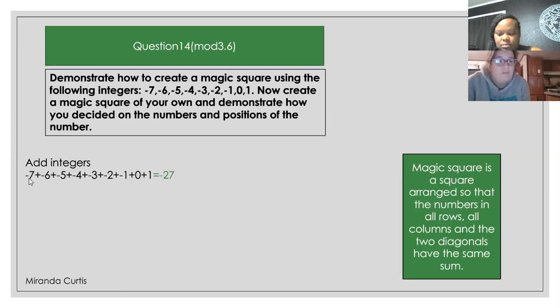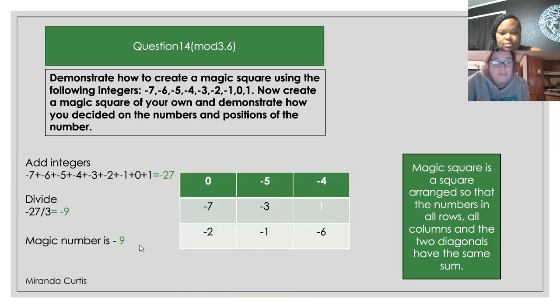So how we do this is we're going to add our integers. -7 plus -6 plus -5 plus -4 plus -3 plus -2 plus -1 plus 0 plus 1 equals -27. Now we are going to divide by 3. So -27 divided by 3 gives us -9. And our -9 is going to be our magic number. So this is going to be awesome.